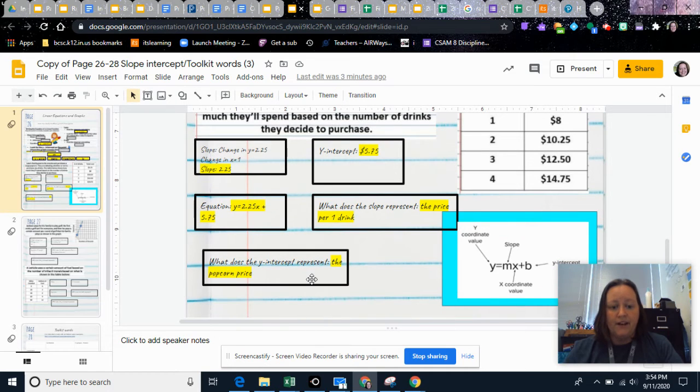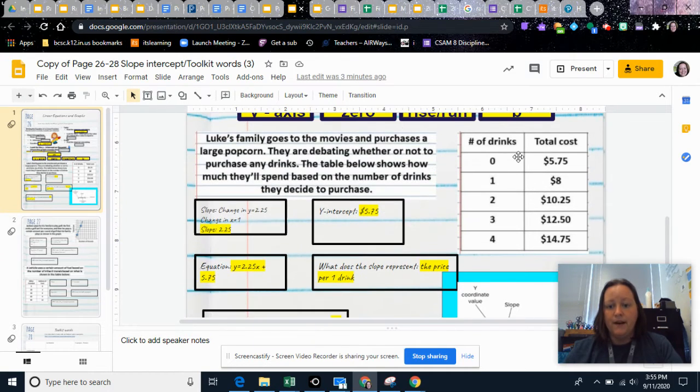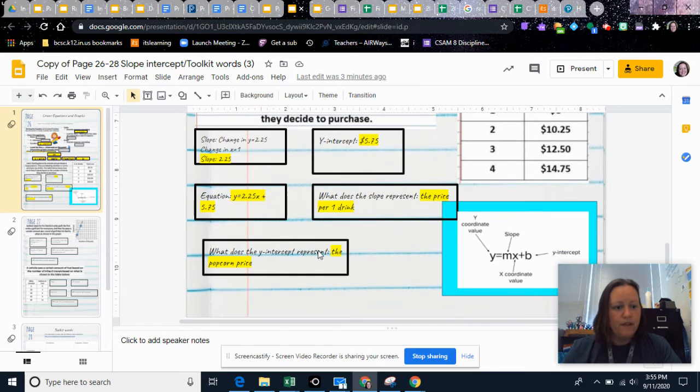What does your y-intercept represent? Well, the y-intercept, remember, that's where x is 0. If they're buying 0 drinks and this whole thing is talking about the amount of money per drink and a thing of popcorn, this has to be the cost of the large popcorn. So the large popcorn costs $5.75.